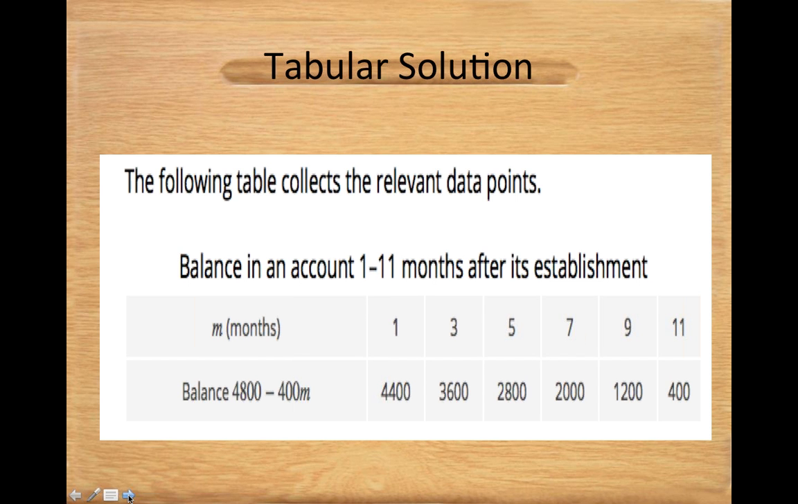Now let's create a table. If I create a table, after 1 month I would have $4,400 left. There's my balance, 3 months. So again, I'm going from the verbal to the mathematical symbolism. I'm creating values by my input and my output, and I can see based on my table that after 7 months I would have only $2,000 left in my account. So again, analyzing it through a table.